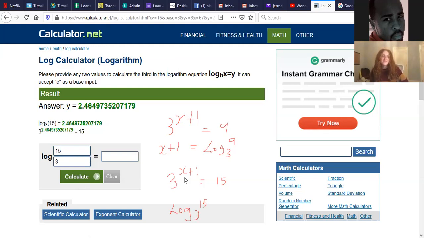So can you try it? x is 1.46, and x plus 1 is 2.46, so it's going to be 3 to that number, which should equal 15. I'm going to try it. Put in 3 to the power of 2.465.